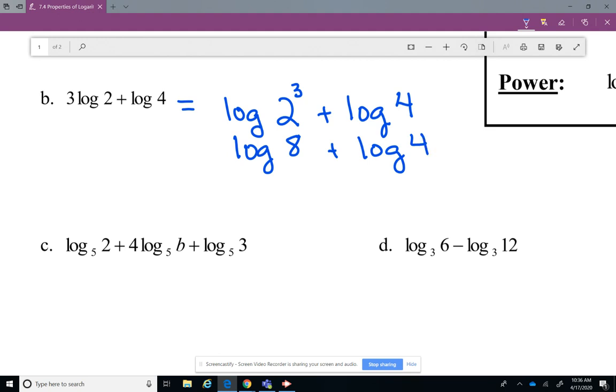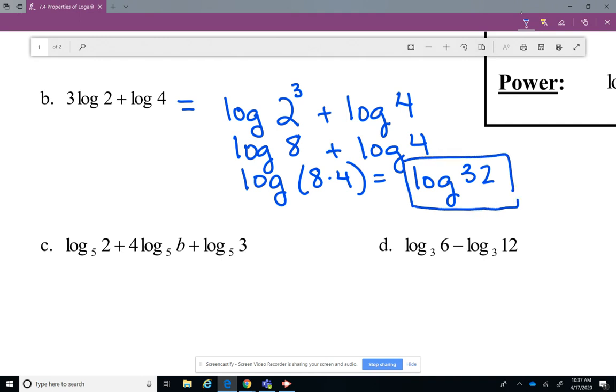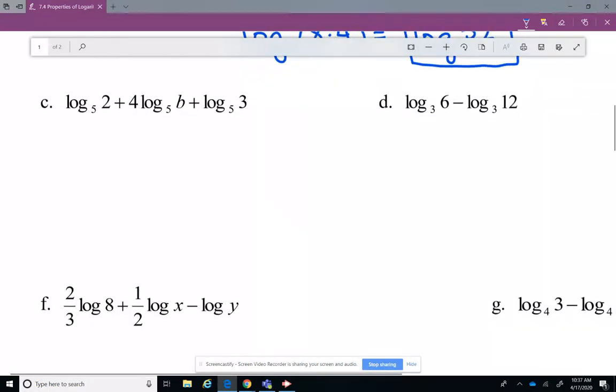All right, the next thing you're going to do, since there's a plus sign, is you're going to multiply the 8 times the 4. That's called the argument. That's the work. So what is 8 times 4? That's 32. And do you see how you've simplified it? You've condensed it. You've written it as a single logarithm. All right, let's go to C.